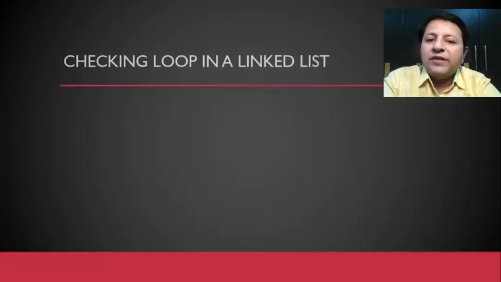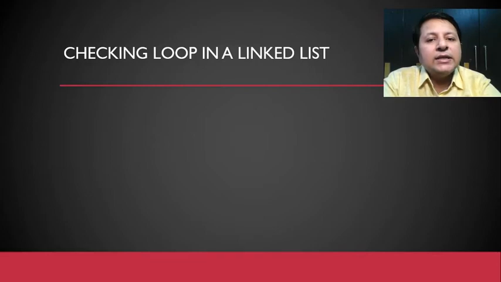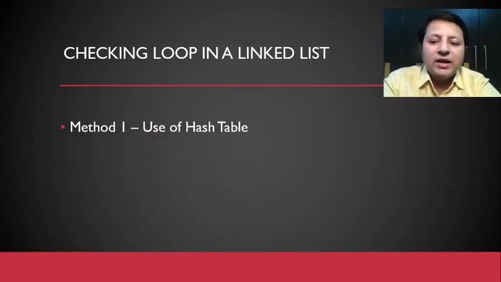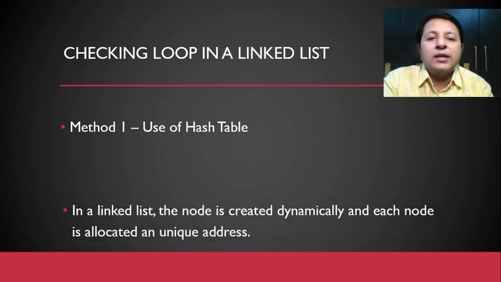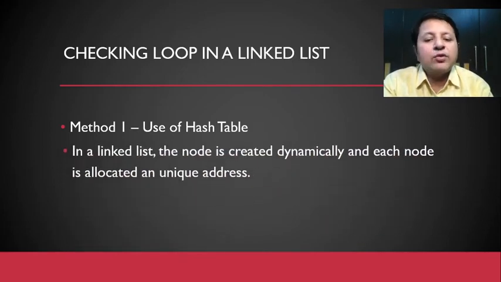Now, the very first method for checking whether the linked list has a loop or not revolves around the use of a hash table. Fine. So method 1 would be use of a hash table. Now what we can do is, whenever we create a node of the linked list dynamically, you know that we will be allocated some memory. So every node will have a unique address. So the way we can use a hash table is we can put that address on the hash table as soon as we create the node. Okay, so that's the basic idea of using the hash table.